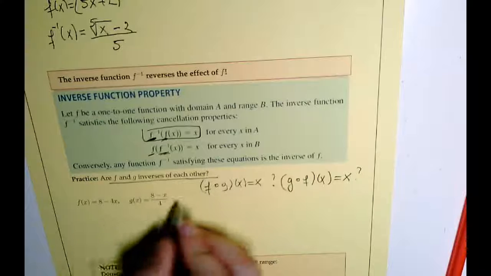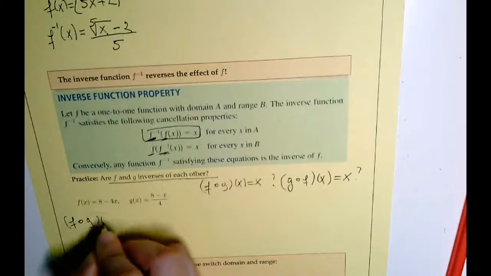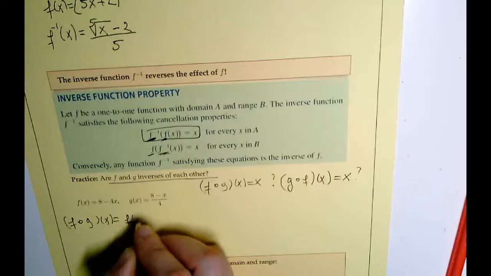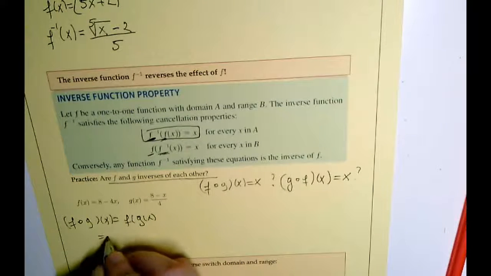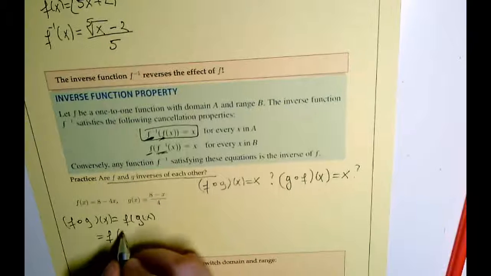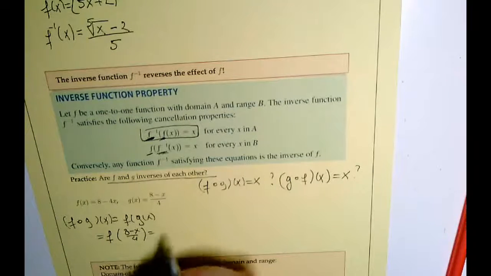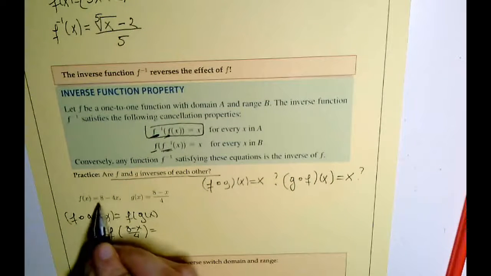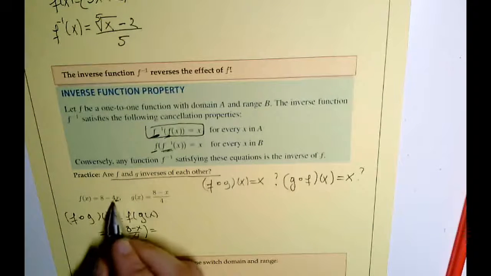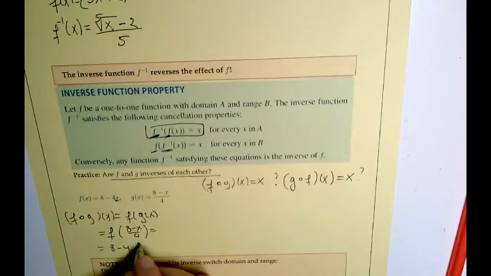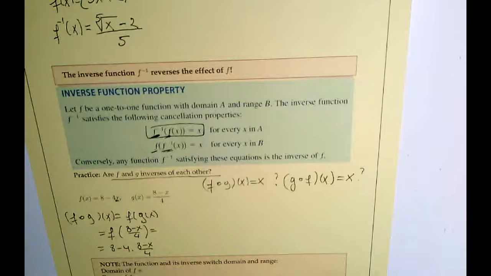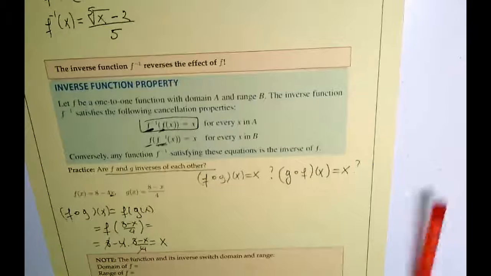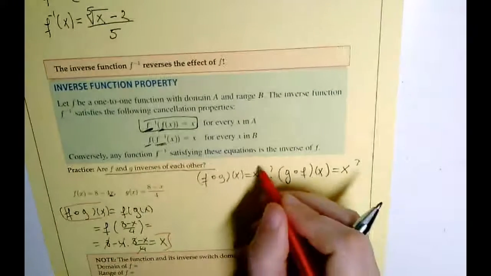So let's see what is f composed with g of x. So f composed with g of x equals f of g of x. And g of x is 8 minus x over 4. So now in f, anywhere I see x, I'm going to put this whole thing. So in f, I'm going to have 8 minus 4, instead of x, I'm going to put this whole thing, times 8 minus x over 4. 4 cancels, then I have 8 minus 8 cancels. And then negative x is x. So yes, f composed with g of x equals x.